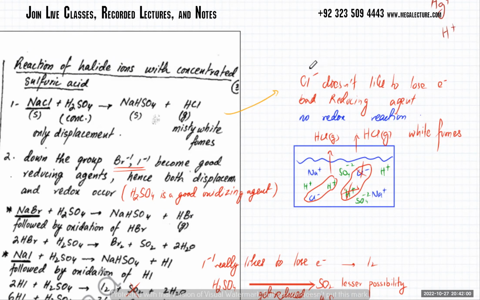Now, I just told you that Cl-1 ions don't like to lose electrons. Smaller atoms don't like to lose electrons, which is why it's a very bad reducing agent. You don't have a redox reaction. There's no redox reaction. It's just a simple displacement reaction.